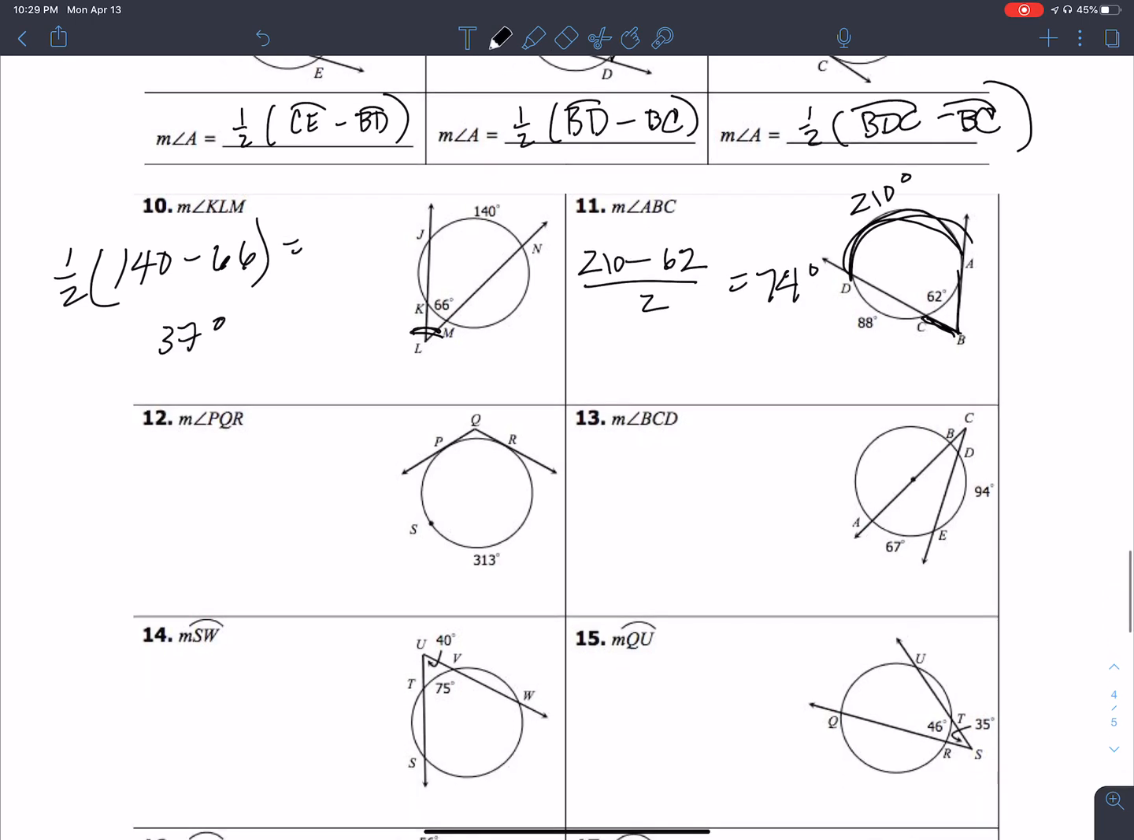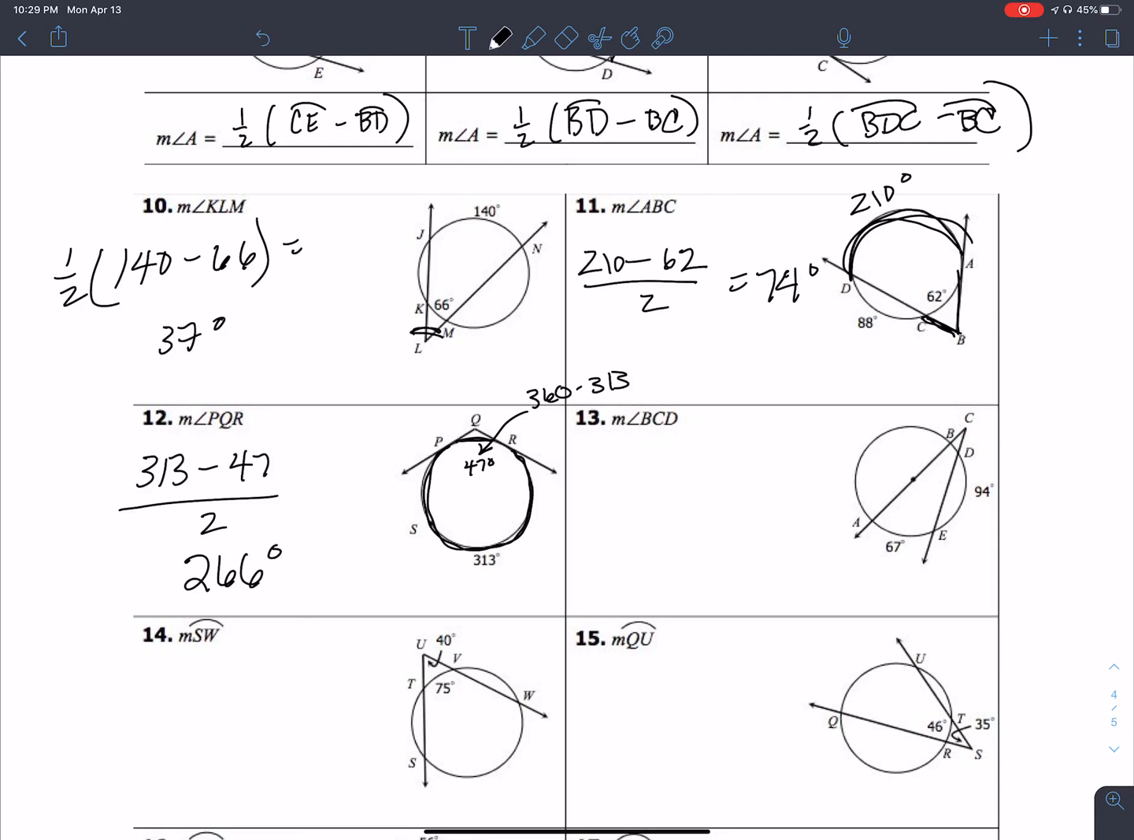Now this was interesting. I only have one angle. But since it's a tangent tangent, this piece is just 360 minus 313. So I'm going to do 360 minus 313, and that gives me 47. And then I can do arc minus arc divided by 2. So that gives me 266.